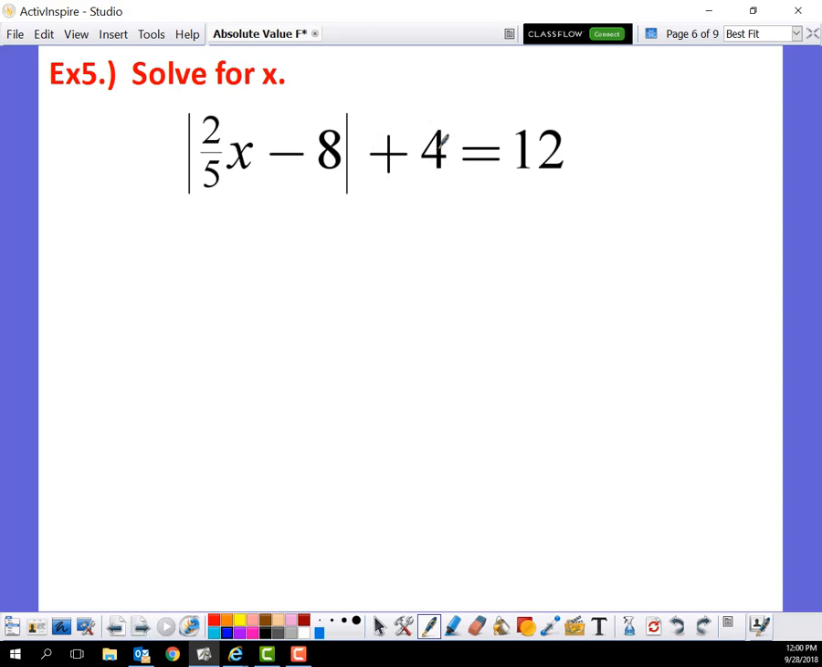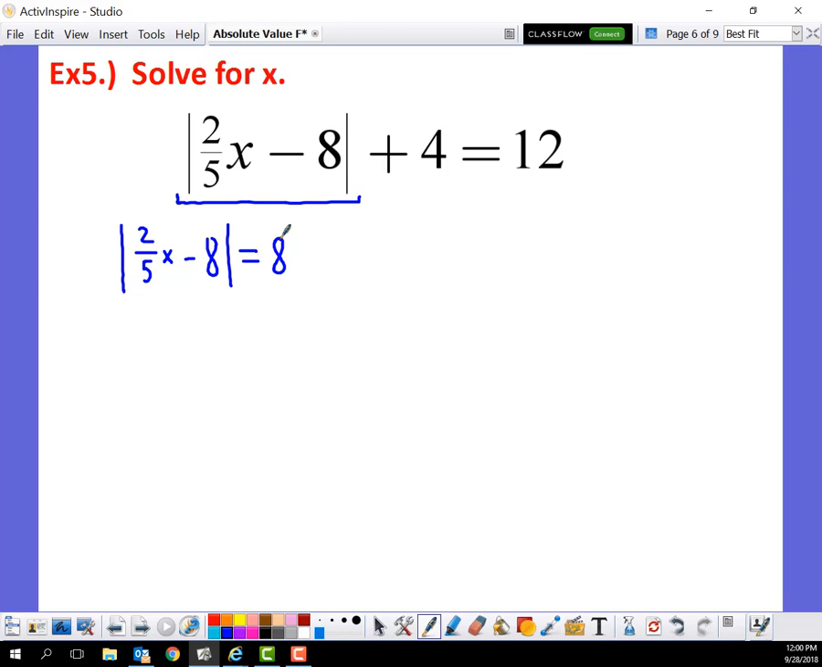Now, the only thing we have to do is get the absolute value all by itself. So we want to isolate our absolute value. To do that, we're going to subtract 4 on both sides. So that's the first step. We rewrite it as the absolute value of 2/5 x minus 8 equals, subtract the 4 on both sides, so you get equals 8.